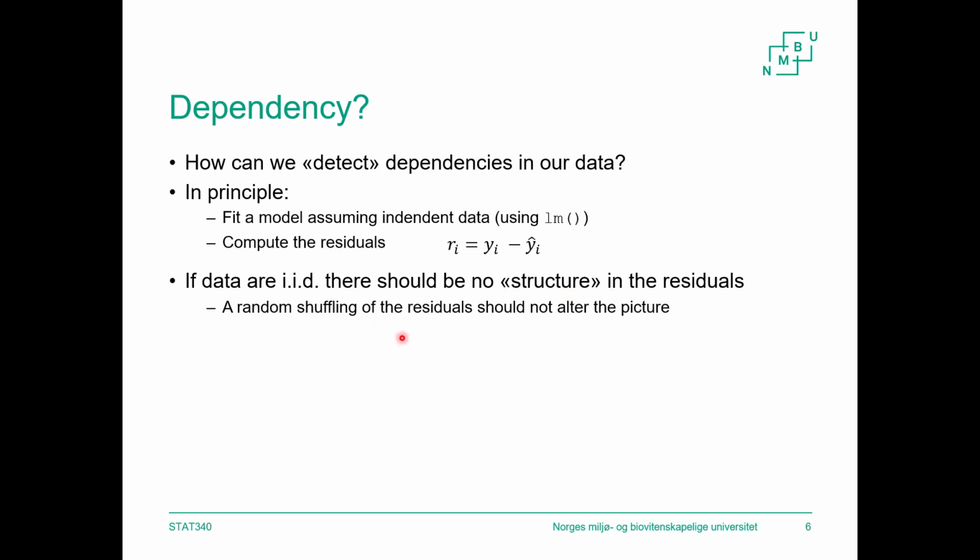Is the variance growing or shrinking? It should be the same all over. That's the ID part here, the identically distributed. But independence also means that you can shuffle their order. You don't know which residual belongs to which observation. It shouldn't be possible to detect any structure if the data are truly independent.